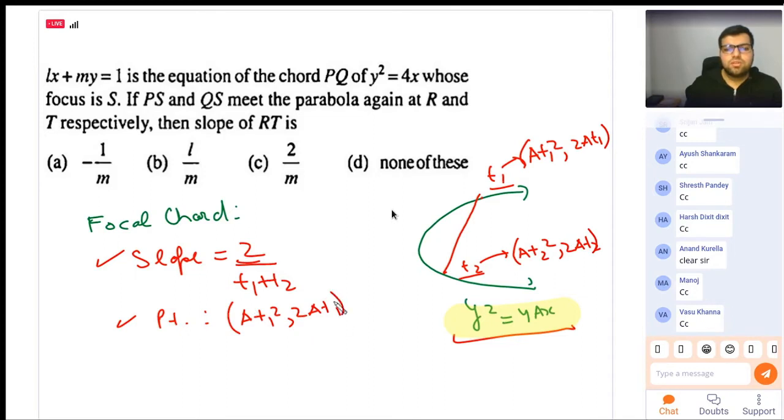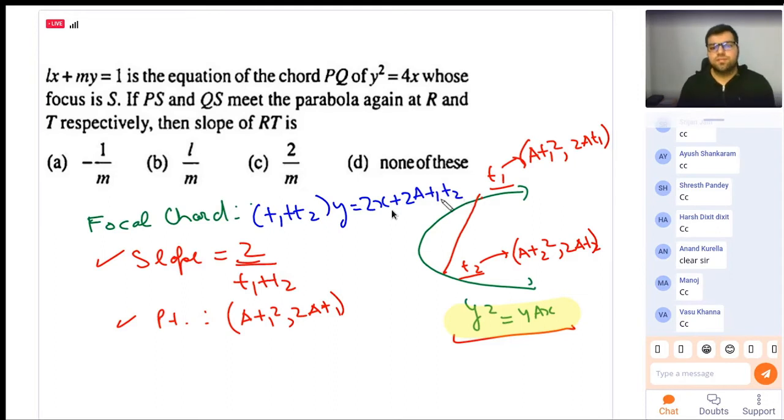You should not do all this calculation in the exam. You should remember the equation of the focal chord. So this will be (t1 plus t2) into y equals 2x plus 2a t1 t2. This equation of the focal chord will help you to solve this question.